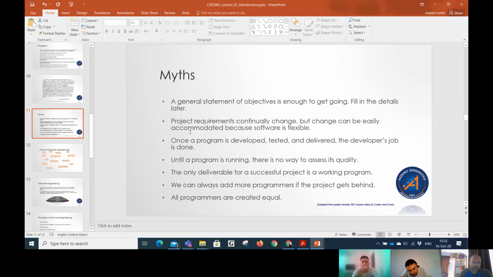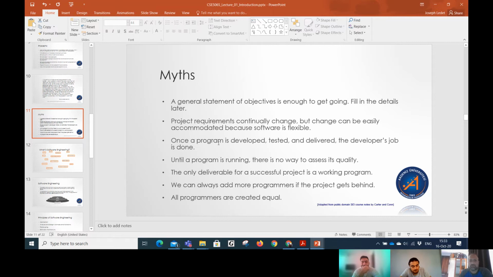Here are some other myths. I don't want to go too much in depth on all of this, but this one: a general statement of objectives is enough to get going, fill in the details later. This is a first-year student idea. This is how a first-year student programmer will do it. I have an assignment description, I'll just start coding, and I'll make it work.